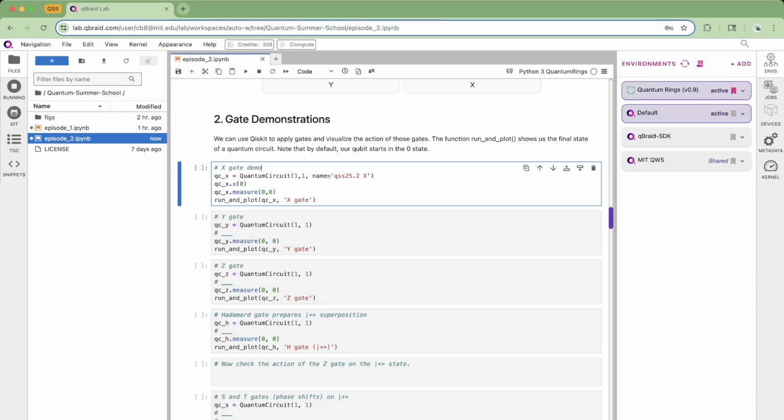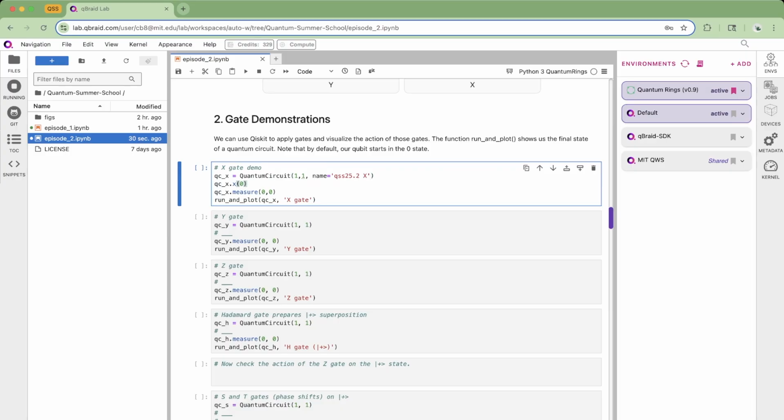One thing I want to point out is that some of the circuits in the notebooks have names, and these names will show up in your Quantum Rings execution history. This will be our way of checking if you're actively participating in the course, to see if you're running the cells in the coding notebook.